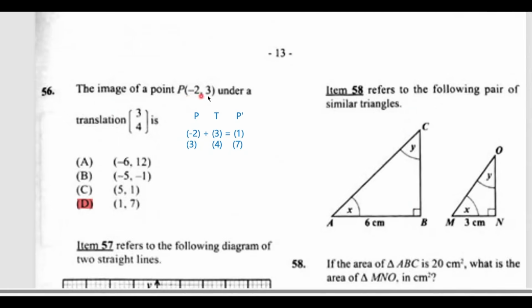56, the image of a point P(minus 2, 3) under translation (3, 4) is, so putting it in a matrix form, or vector form, however you want to term it, minus 2 on top, 3 below, add your translation vector, that's 3 on top, 4 below. What will be the coordinates, or what would be the vector for my image? Minus 2 add 3 is 1, and 3 add 4 is 7. As a coordinate, it'll be (1, 7). All right, that is D.